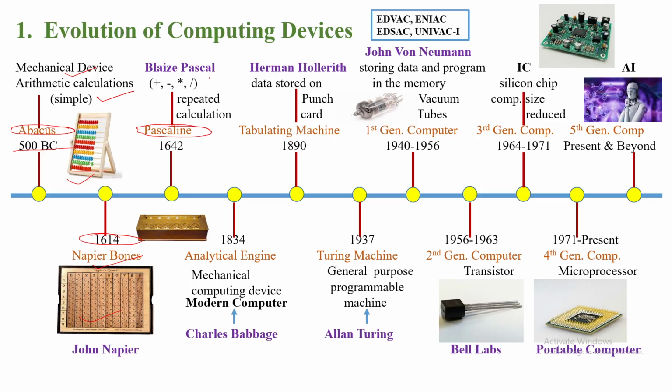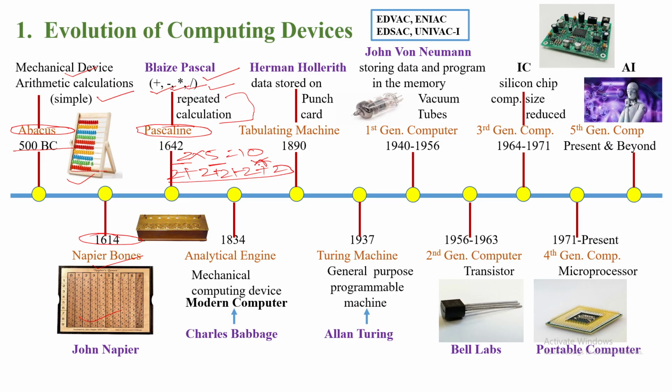Who invented it? Blaise Pascal. It was for addition, subtraction, multiplication and division, for repeated calculation. Suppose 2 into 5 equals how much? 10. To multiply 2 into 5, we can repeat the 2 with addition: 2 plus 2, how many times? 5 times. 2 plus 2 plus 2 plus 2 plus 2. When you add it, the answer comes out exactly the same.